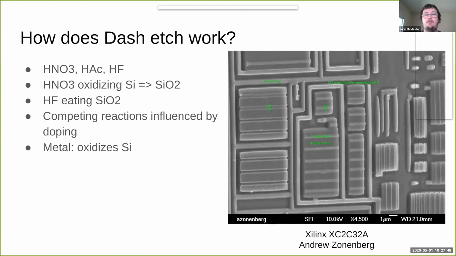It turns out that doping concentrations will influence these reaction rates. And there's one other last important thing here, which is that if you have any metals in your solution as these acids are working, they're also going to oxidize silicon and interfere with these reaction rates. That turns out to be really critical, and we'll get back to that a bit.